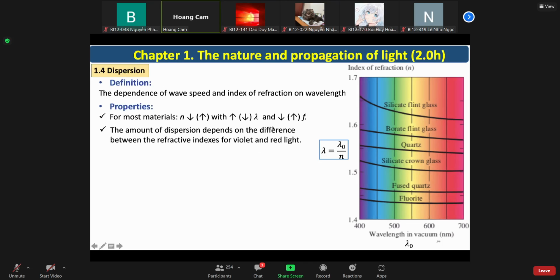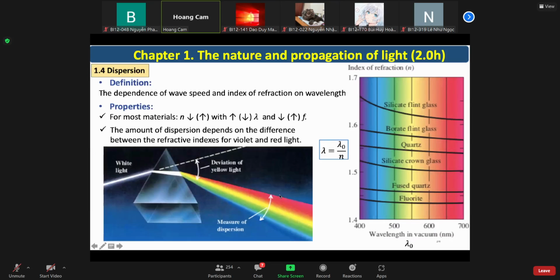And the amount of dispersion depends on the difference between the refractive indexes for violet and for red light. Here, the difference is large, so you have high dispersion. Here the difference is quite small, so you have low dispersion, right?